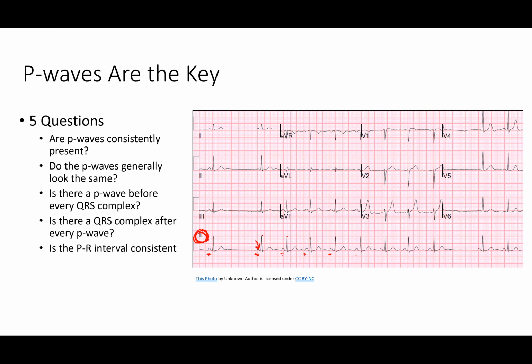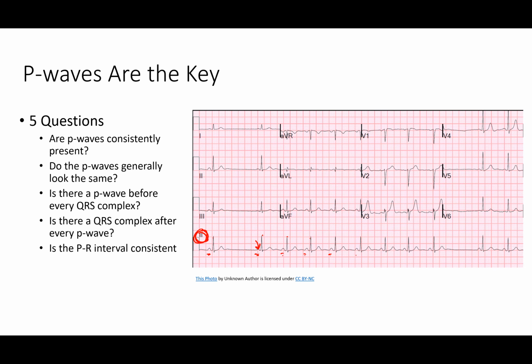Now, the fourth question, the next question, sounds the same, but it's not, and it's important to get the distinction. So question 3, is there a P wave before every QRS complex? What you're looking for are QRS complexes that stand alone with no P wave before it. Question 4, is there a QRS complex after every P wave? What you're looking for are P waves that stand alone. You have a P wave, but you have no QRS that follows. So in question 3, you're looking for lonely QRSs. In question 4, you're looking for lonely P waves.